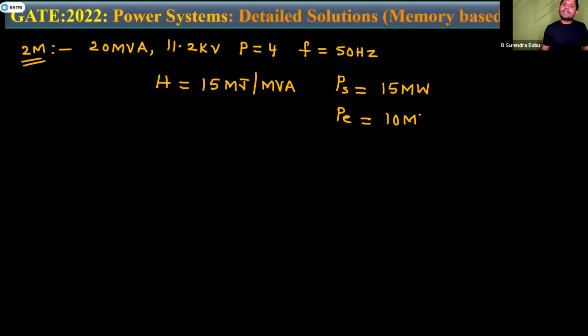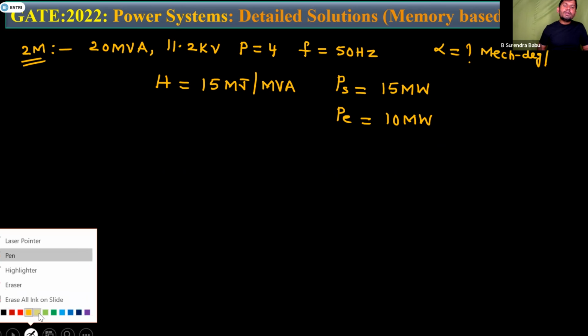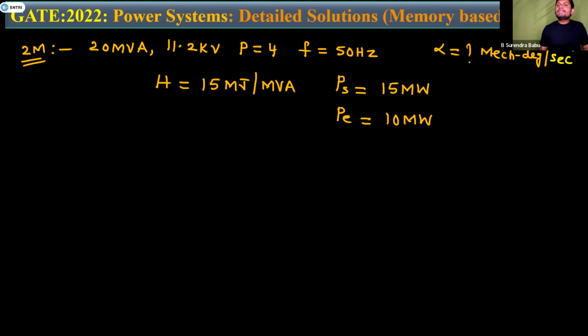This is a question based on the swing equation. Here we want to find the acceleration alpha in mechanical degree per second square. Okay, then what is the solution for this question, friends? It's very simple.